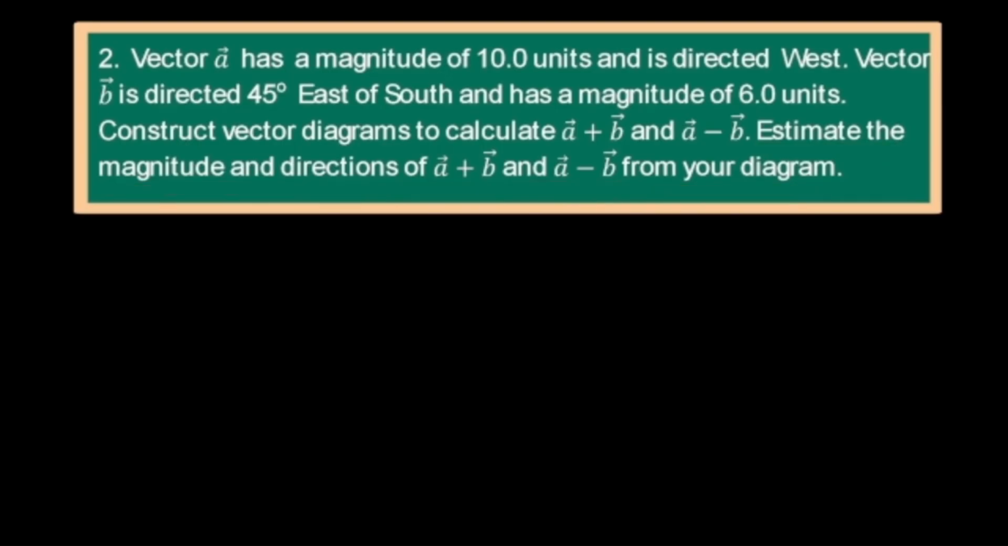Alright, so let's go ahead and write down what is given to us. Let's write it down in terms of a diagram as the problem has indicated us to do. First thing, we have a vector A that has a magnitude of 10 units and is directed west. So here we go. Let's call this vector A.